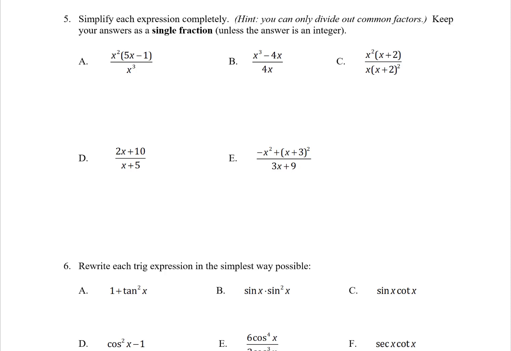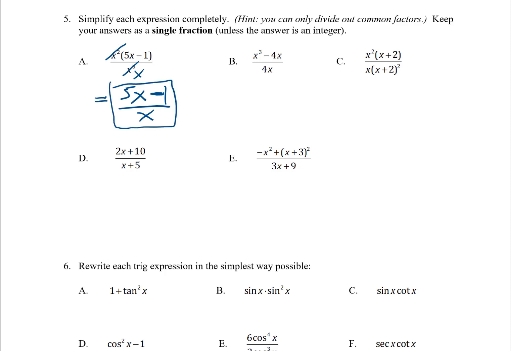And of course, what I see is x squared here, dividing out 2 of those x's. And that's it. 5x minus 1 is its own factor. I don't have one of those on the bottom, so it will stay put. My final answer here is 5x minus 1 over x. I cannot go any further because 5x and 1 are not factors. They're part of a subtraction problem. And so this is the final answer.